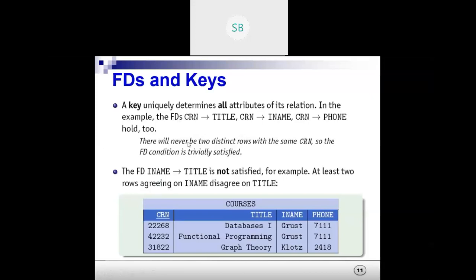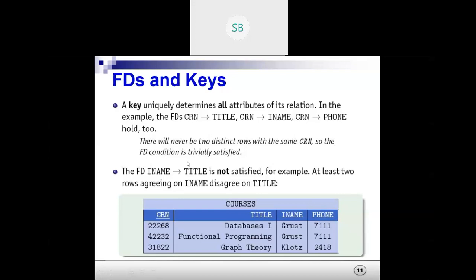That is, this CRN uniquely identifies the title. Obviously, given the course code number, you can determine the name of the course. Similarly, the course name can uniquely determine the instructor name who is teaching the course. Given the course number, you can uniquely identify the phone number of the instructor too. There will not be two distinct rows with the same CRN, so the functional dependency is trivially satisfied.